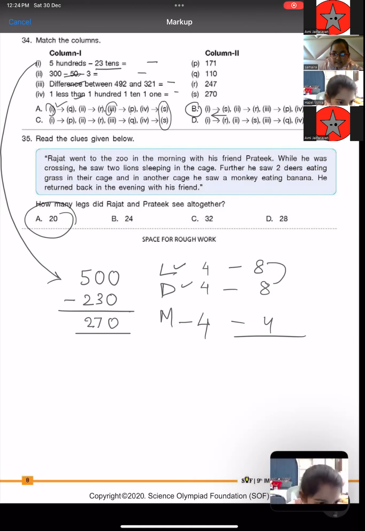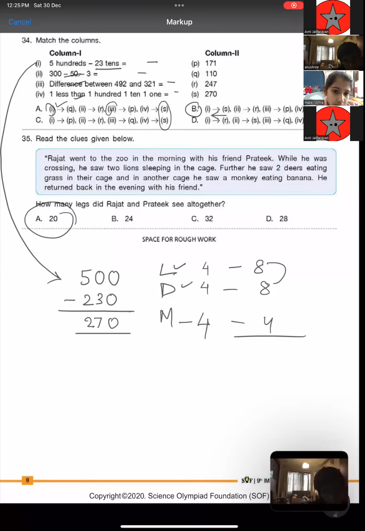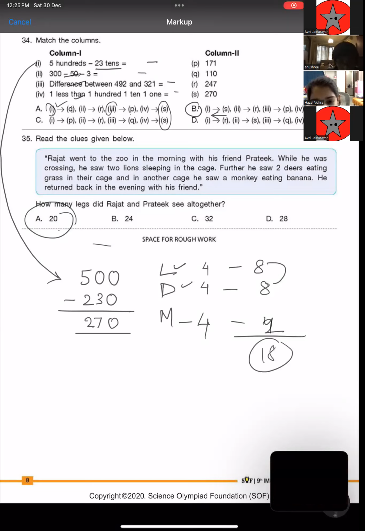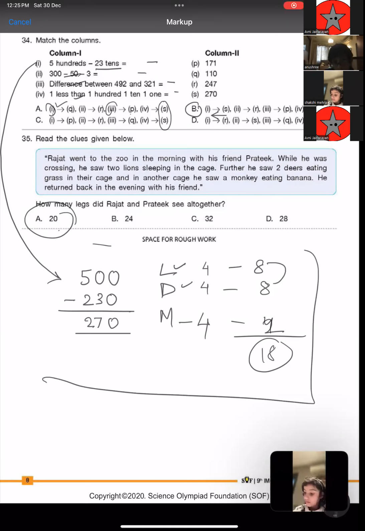Now the only problem, kids, that you will face in this question is if we don't know monkeys have 2 legs or 4 legs, correct? Yes, ma'am. Now see, it is not in the options. If we had taken 2 legs, what would the answer be? 18. 18 is not in the options. It will be 4. Correct? Got it?